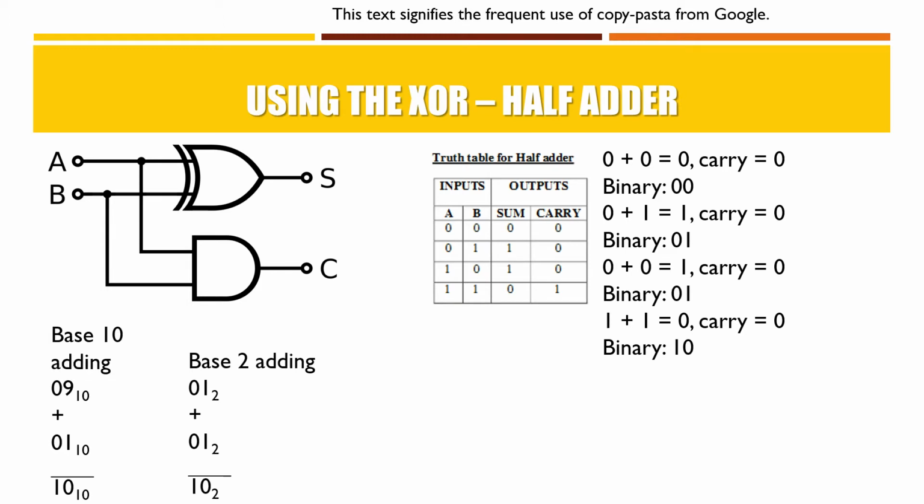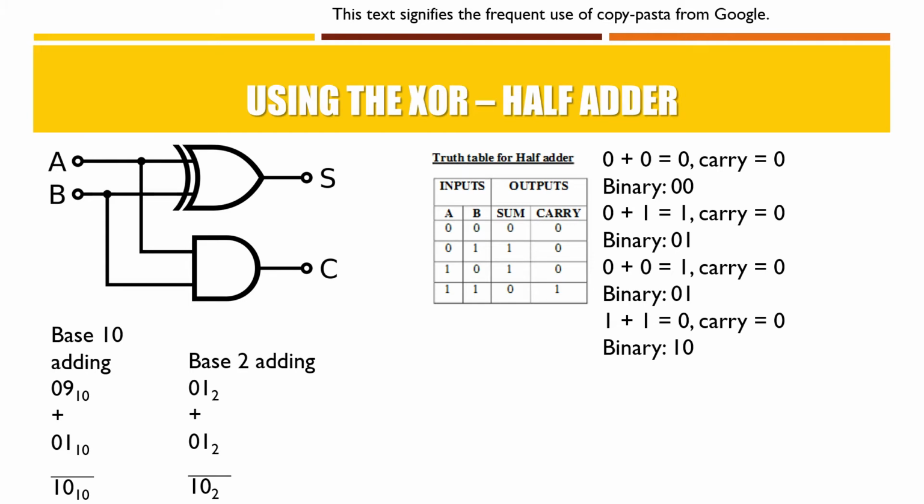So I'm going to add 9 plus 1, I get a 0 in the 1's place, and carry that into the 1 in the 10's place. Similarly, I'm going to increment my 1 and turn it into a 0, and carry that 1 into the 2's place. So I get 1, 0.